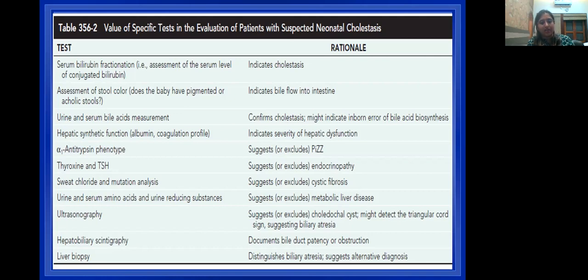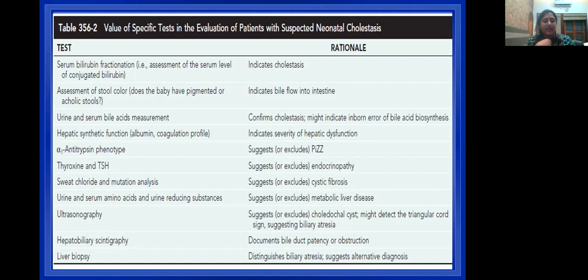Whereas ultrasound has to be done in order to see whether it is neonatal hepatitis or a hepatocyte-associated injury, or it is the biliary system. So it suggests choledochal cyst. It can distinguish choledocholithiasis, any choledochal cyst, where in the biliary tree exactly the deformity is present, and whether it is hepatitis or whether it is solely a biliary tract associated disease.